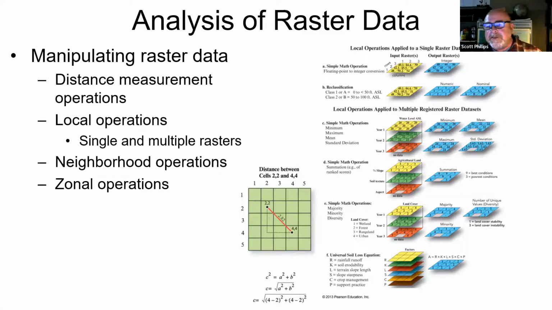So, analysis of raster data. With vector data, we had our proximity, buffer, and overlay operations, and there is a different set of tools, and some are similar and some are not, that we use with raster data. And the tools that we use to manipulate raster data we can lump into a few general categories: distance measurement operations, local operations, and we'll discuss these in detail in a moment, neighborhood operations, and zonal operations. And we'll get into some of the details on this.